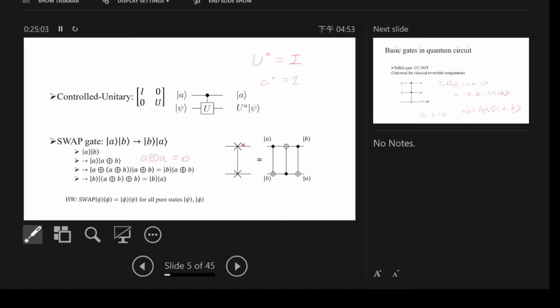But really we want to swap any quantum state. So maybe you have a plus state here and a minus state here. We want that when you do a swap gate, you become the minus state and the plus state. And you can prove that this is actually true, and I think it's in your homework. So maybe you can add this also in our homework.